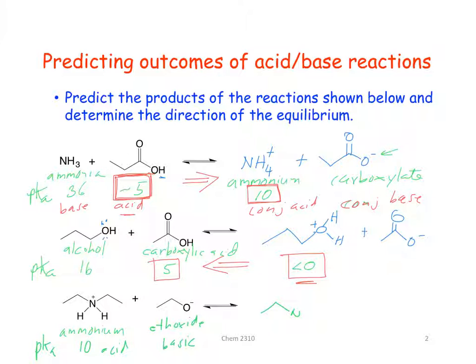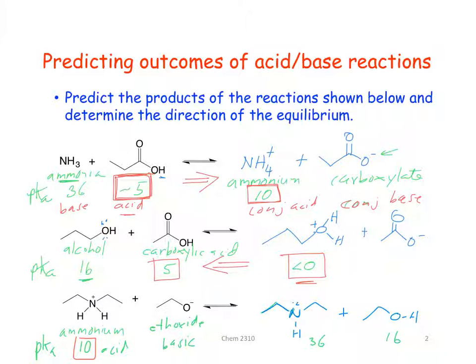Oops, I wanted to make that blue. So we're going to get this species here plus an alcohol. All right, alcohols have pKa's just like we saw up here, about 16. Amines, just like ammonia up here, would have a pKa of about 36. All right, so let's pick out the strong acid.